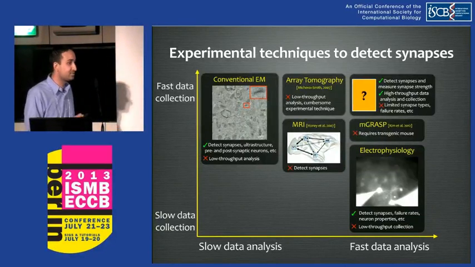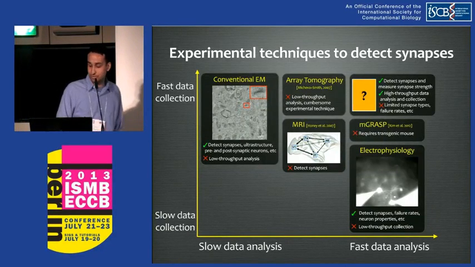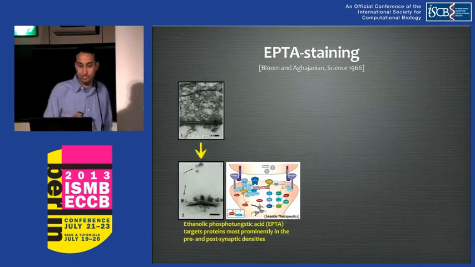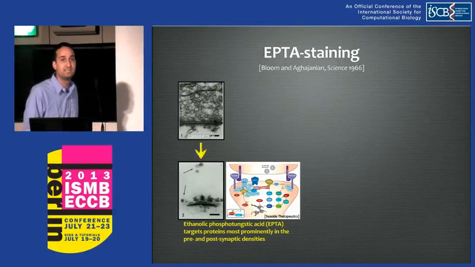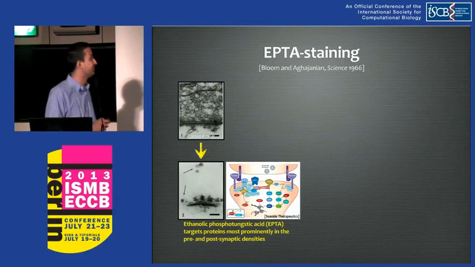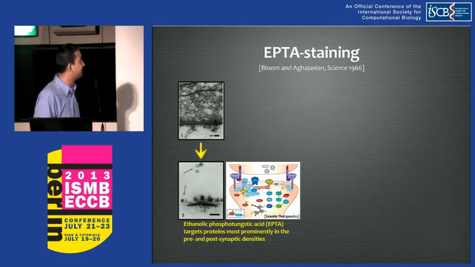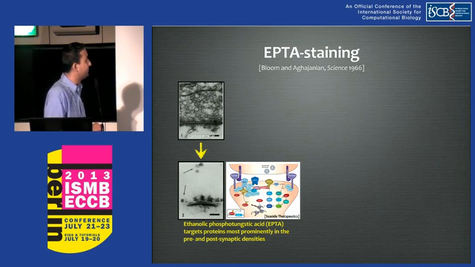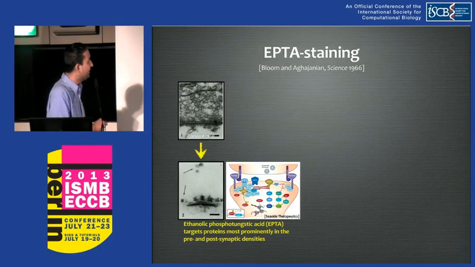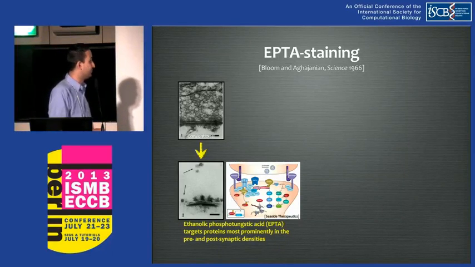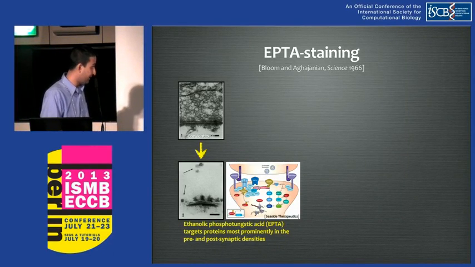So one day we were just browsing through the imaging literature, and we found this old paper by Floyd Bloom and George Aghajanian, published in Science in 1966, almost 60 years ago. What these guys did was, here I'm showing a zoom in of what a synapse looks like in a conventional EM image. You can see the dark postsynaptic band and the vesicles on the presynaptic side. And they treated these images with something called ethanolic phosphotungstic acid.